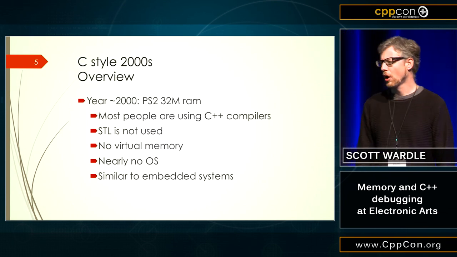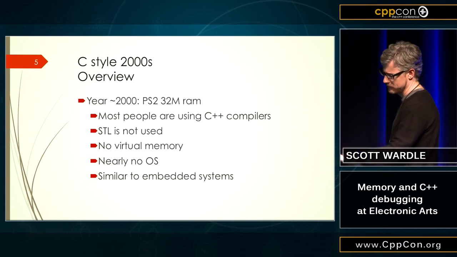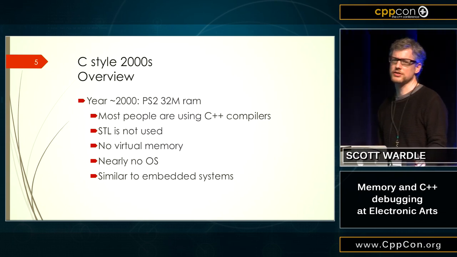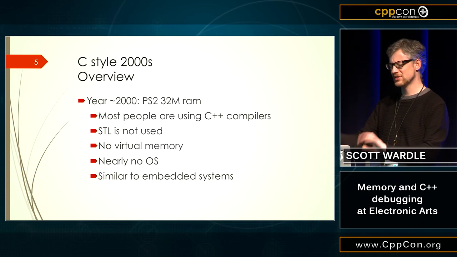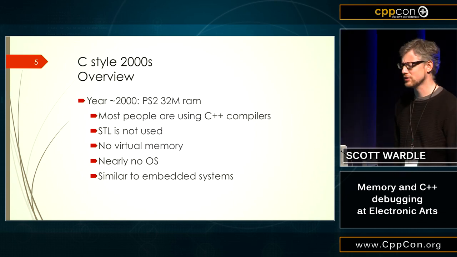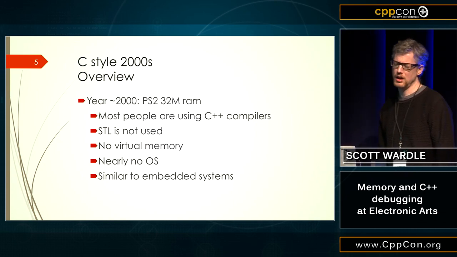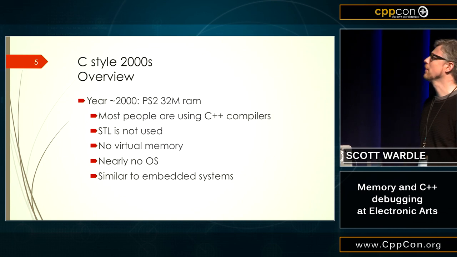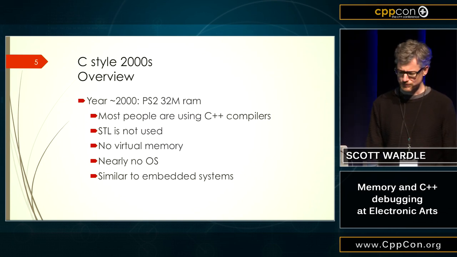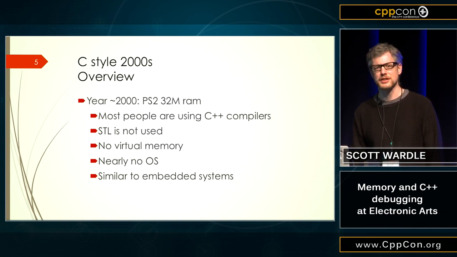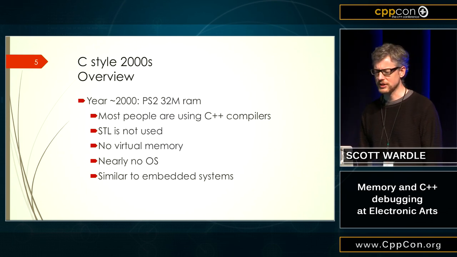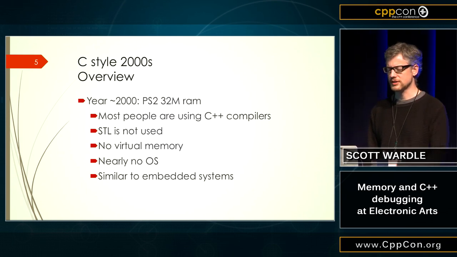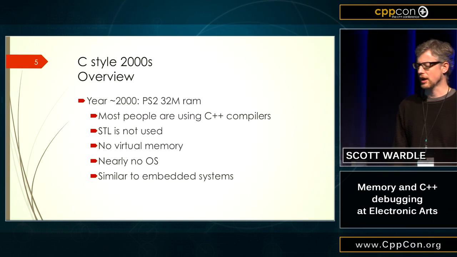So back in 2000, we just started converting from C. I mean, most people turned on their C++ compilers by this point. We didn't have any virtual memory. There was no OS. Very similar to embedded programming systems and very simple systems. Only 32 megs of RAM.